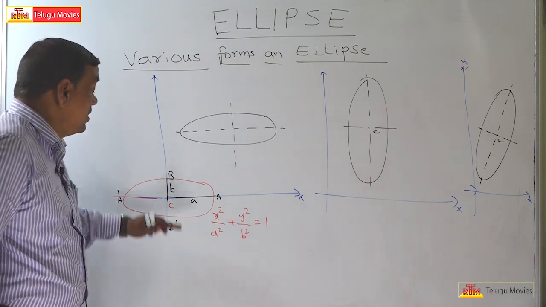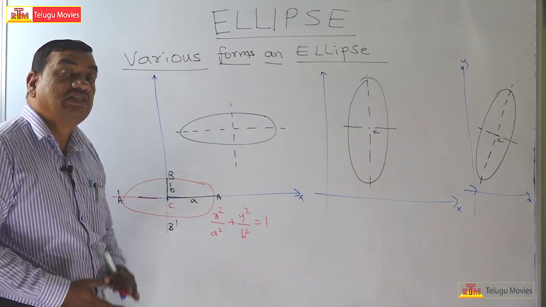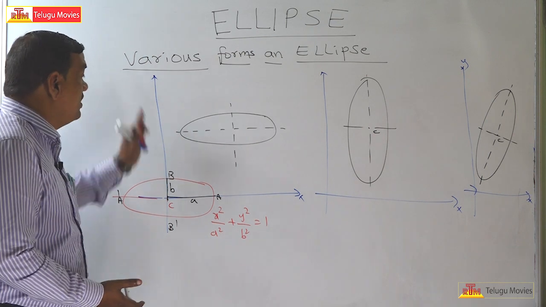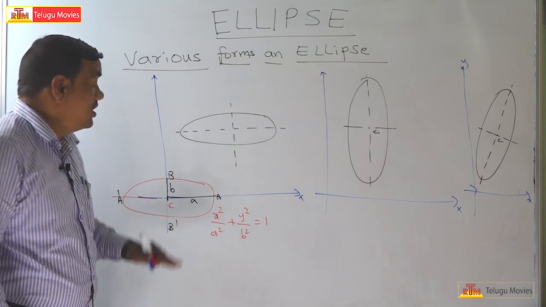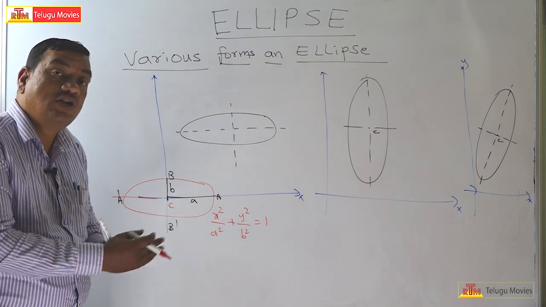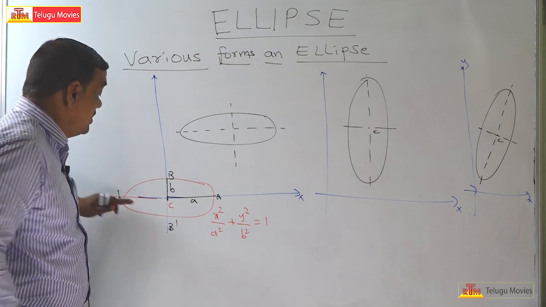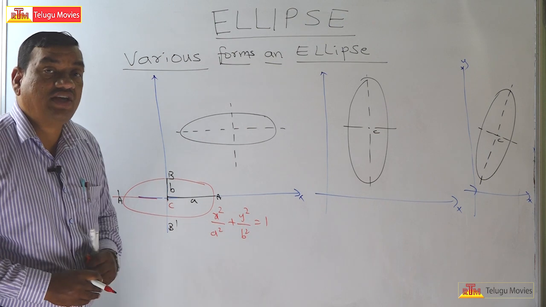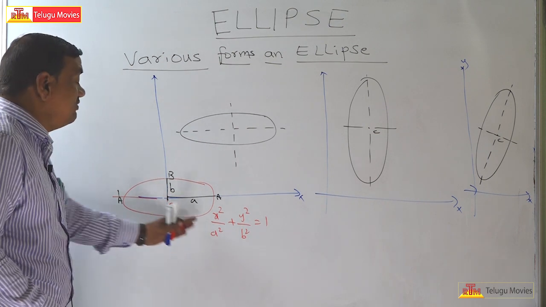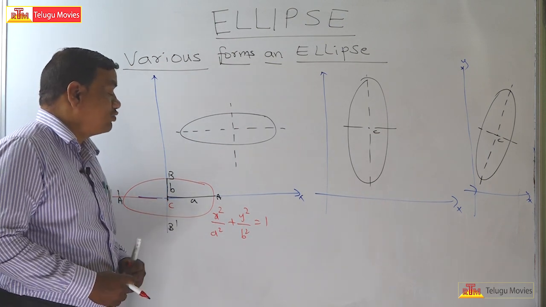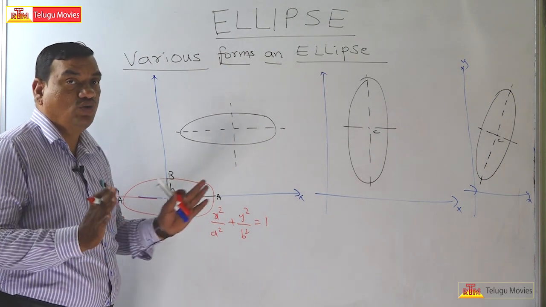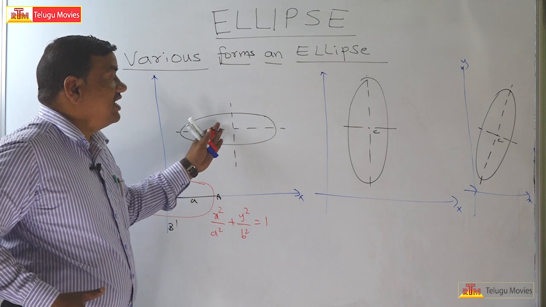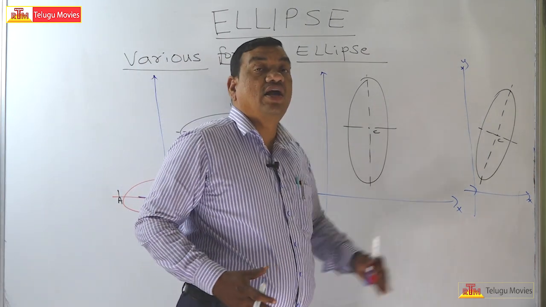Here the major axis coincides with the x-axis and the minor axis coincides with the y-axis, and we call it a horizontal ellipse. Why? Because the major axis is horizontal, along the x-axis. Its equation is very clear: x square by a square plus y square by b square is equal to 1. Is it only this ellipse? No, this is also an ellipse, this is also an ellipse.